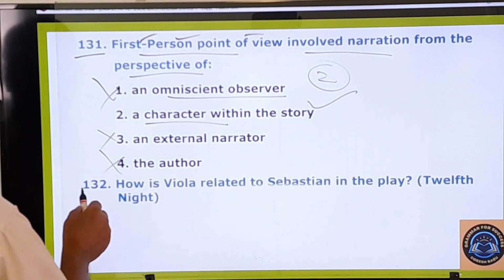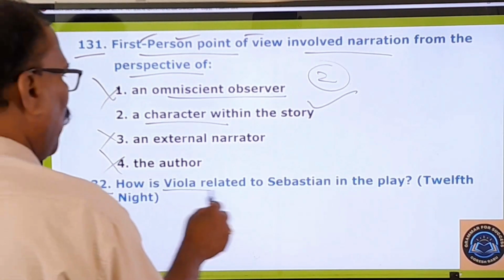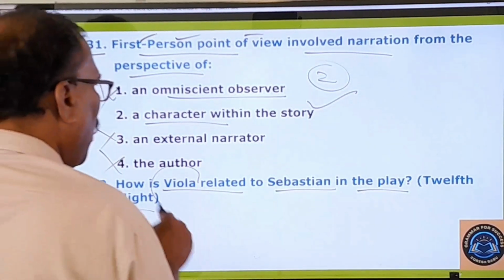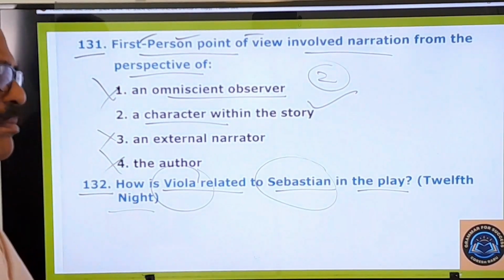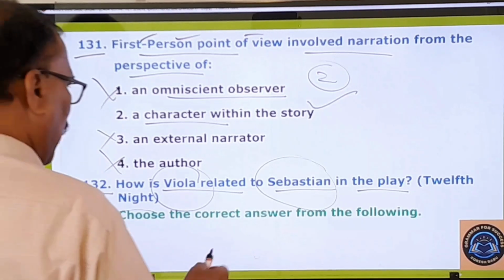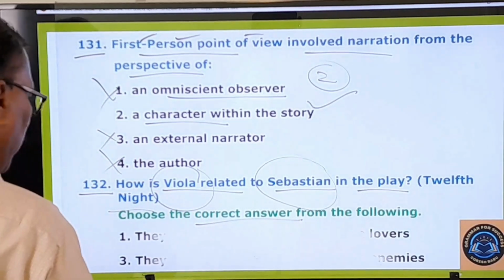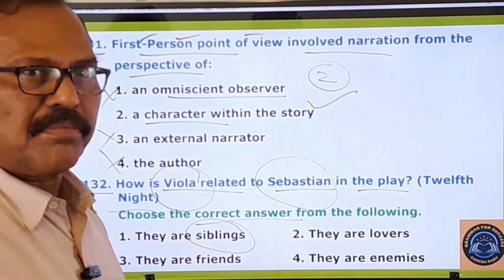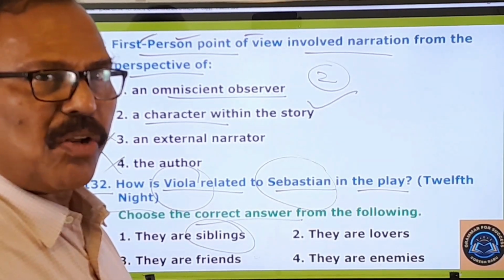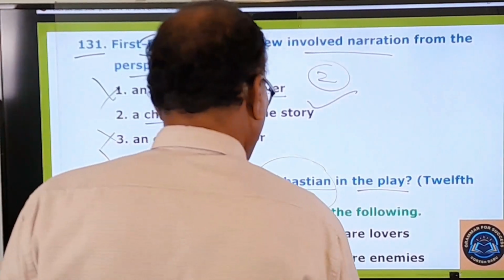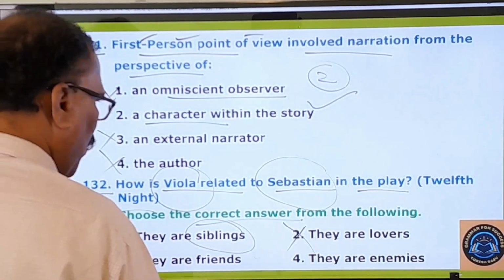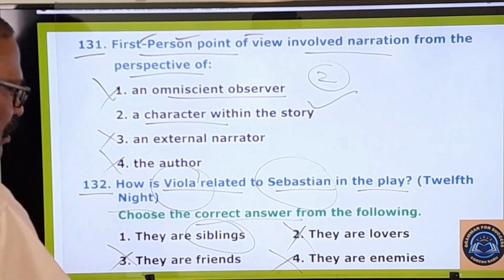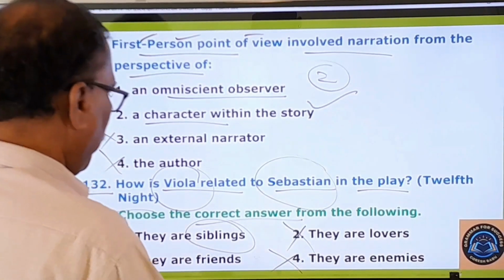132nd question. How is Viola related to Sebastian in the play Twelfth Night? Who are they? They are siblings. Correct answer from the following. You know very well, they are siblings, brother and sister. The children of the same parents are called siblings. They are lovers, no. They are friends, no. They are enemies, no. They are only siblings. You know that very well. You move on to other questions.